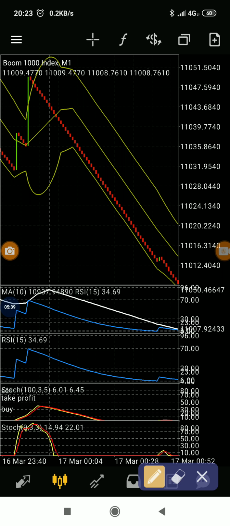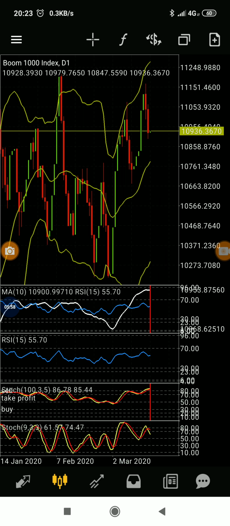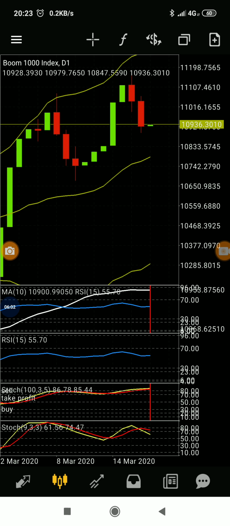You see this line. This line is where the daily candle begins, where yesterday's candle ends and the new candle begins. First of all, I'll be showing some different ways to trade this asset. Let's go to D1. Look at this D1. You can see this D1.